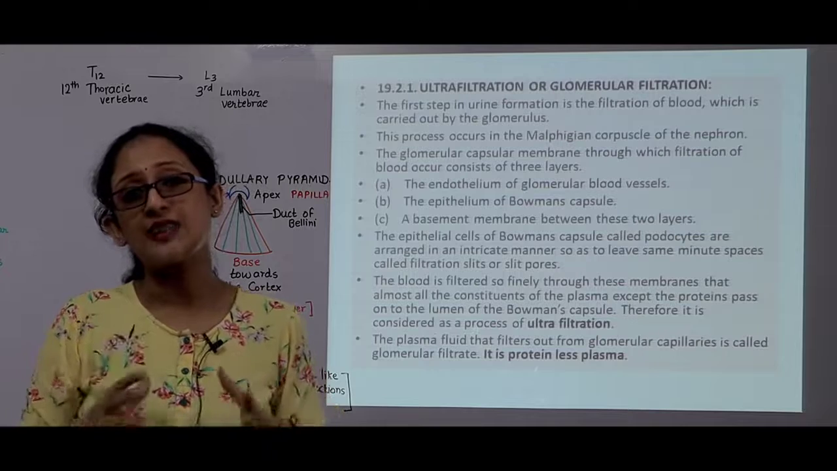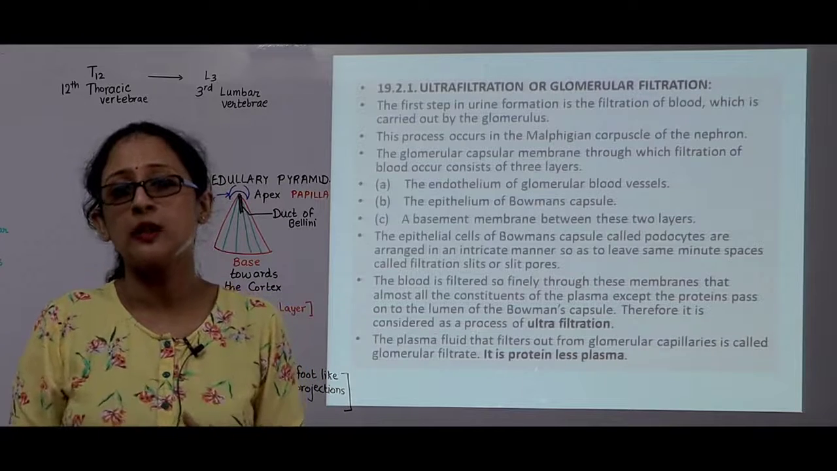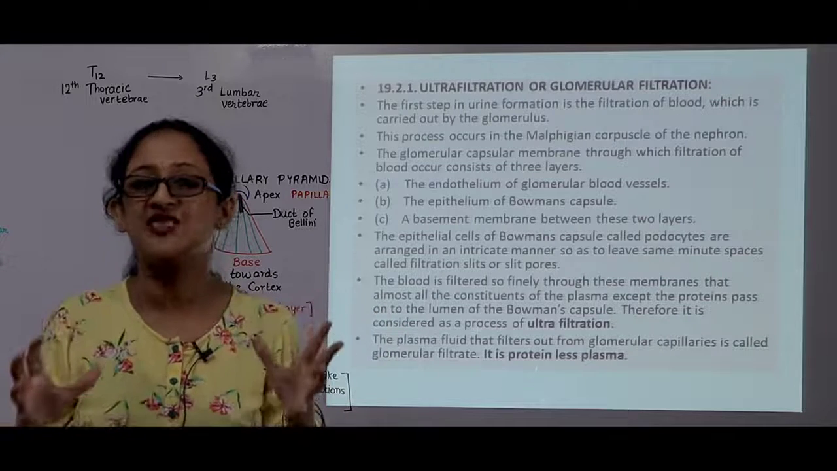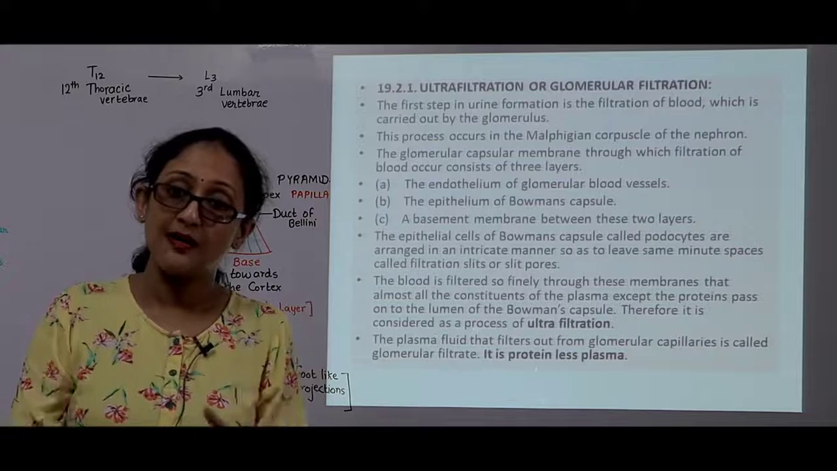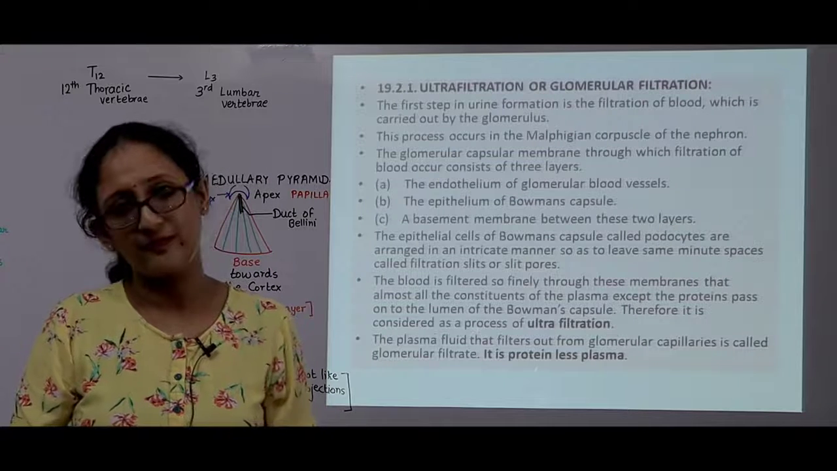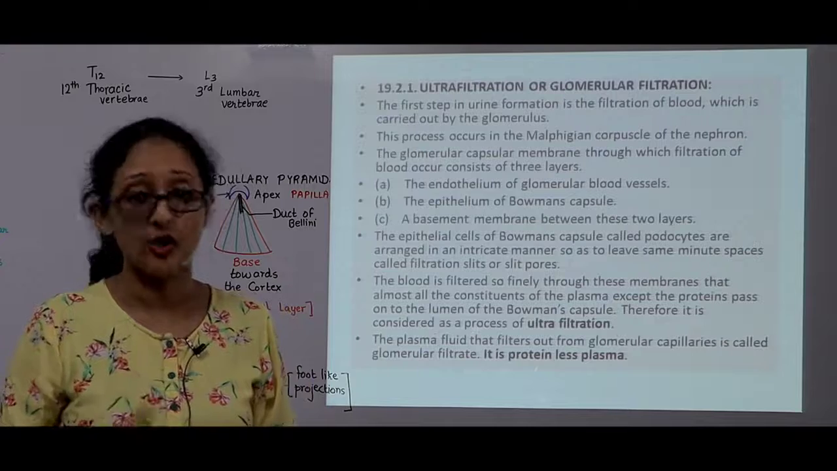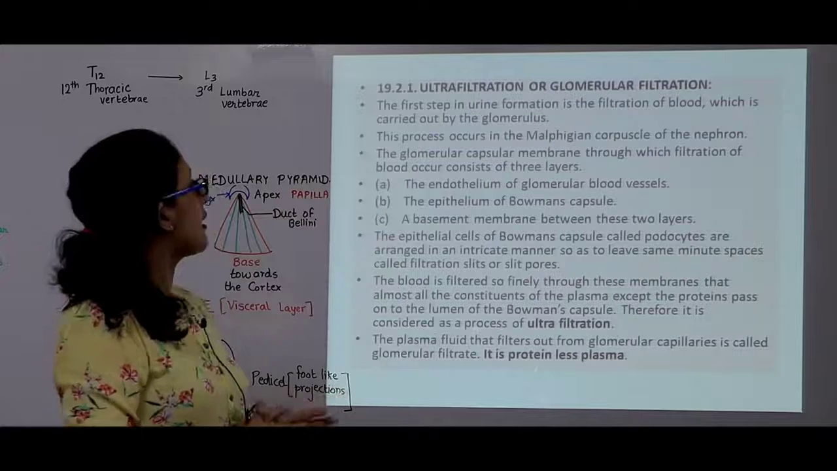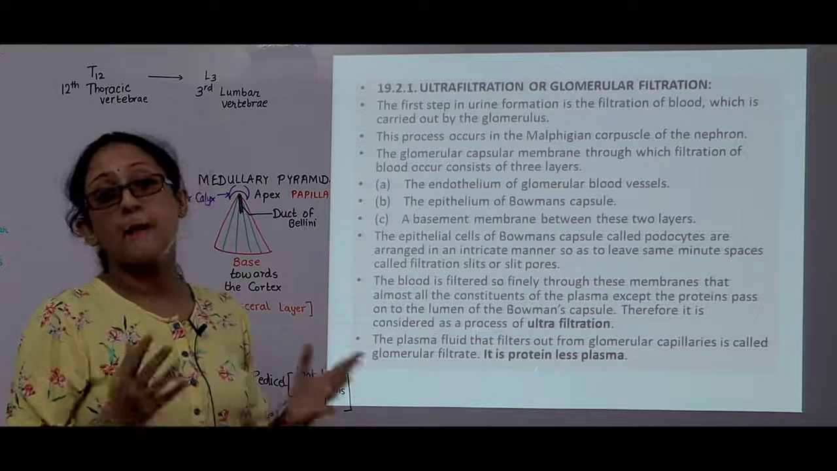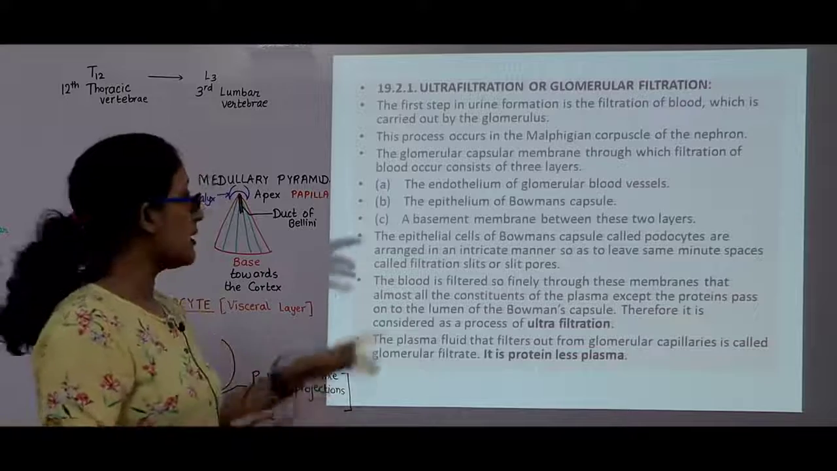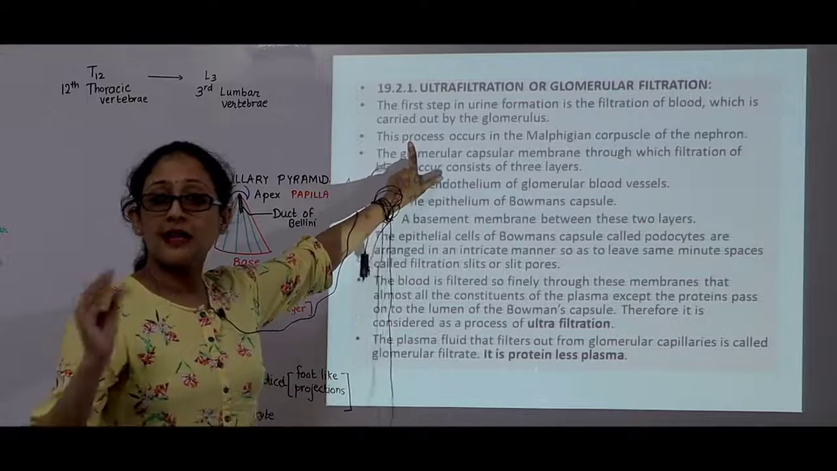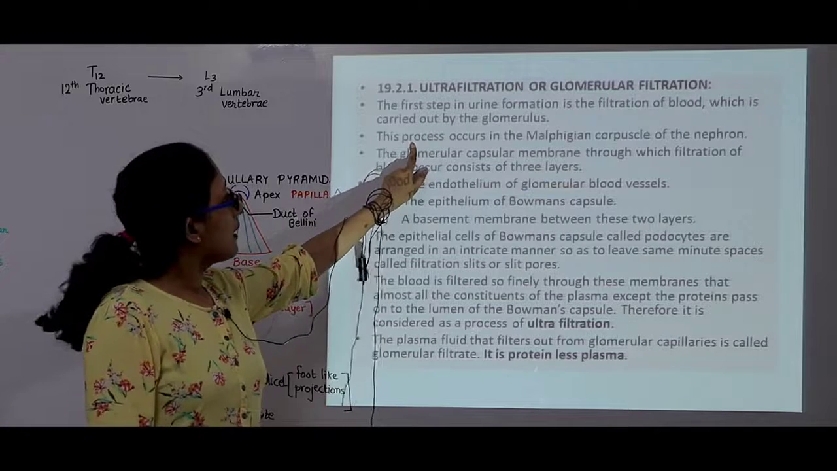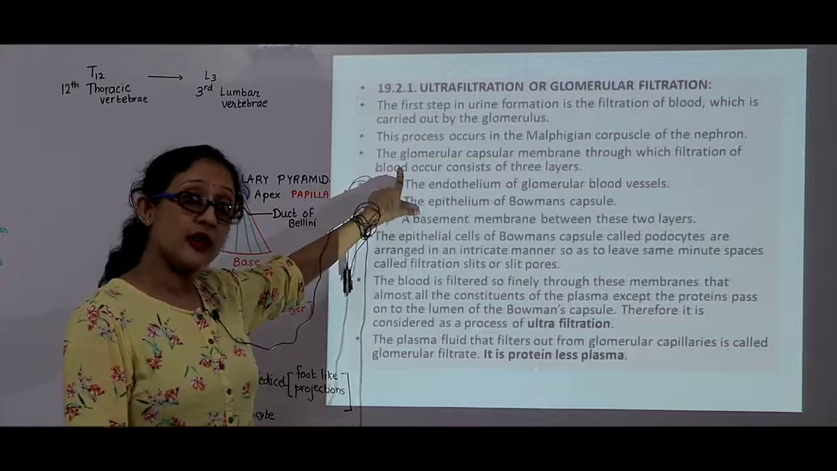This high hydrostatic pressure of fluid inside the glomerulus will cause the glomerulus to stretch. When the glomerulus stretches, now the blood will start filtering out. This is called ultrafiltration. The first step of urine formation is the filtration of blood, which is carried out by the glomerulus. It occurs in the Malpighian corpuscle by the collective action of the glomerulus and the Bowman's capsule. So there are three layers of filtration.